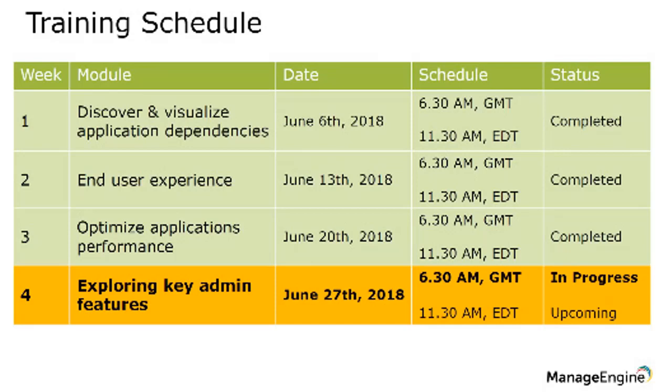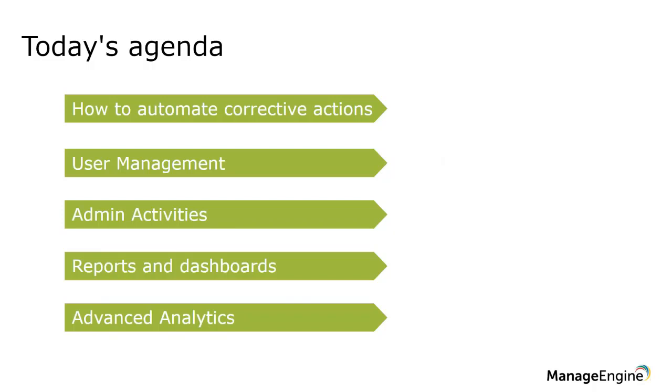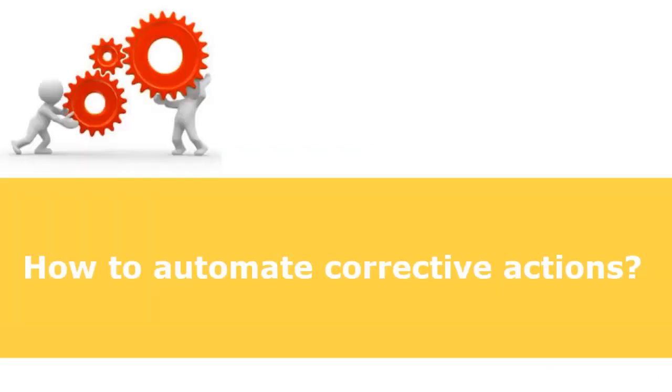Today we will focus primarily upon how we automate corrective actions, the different user privileges that you can assign, and some key admin activities while dealing with the APM sphere, and then the much needed reports and dashboards that can actually reveal some startling insights into the way your applications behave. And then we will see just what value you can achieve with the help of in-depth analysis of these reports within Applications Manager. So let's quickly delve into the automating corrective actions part of today's agenda.